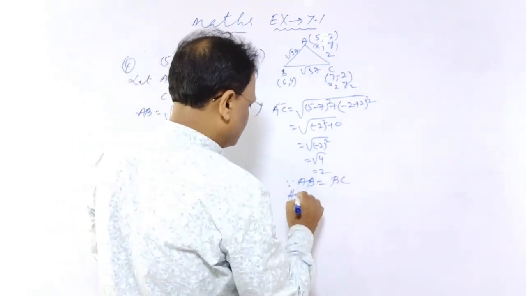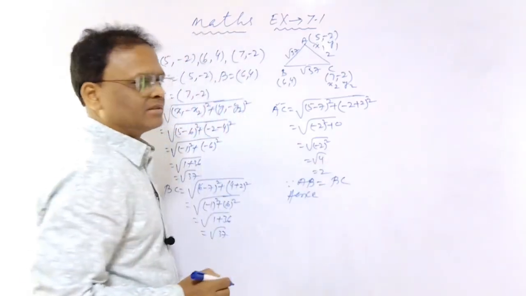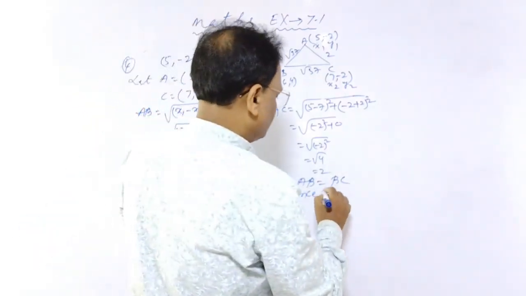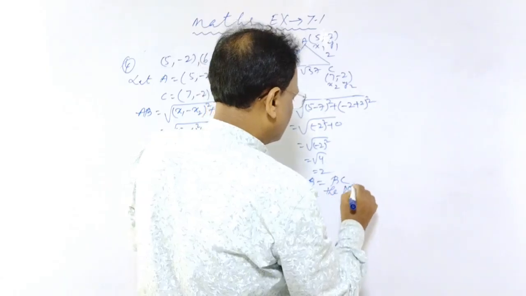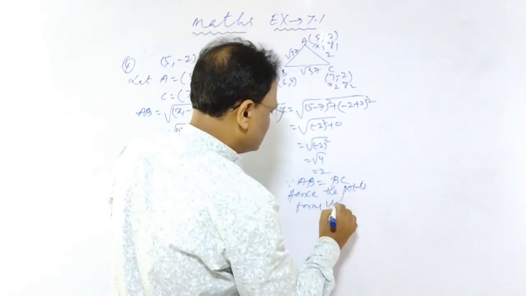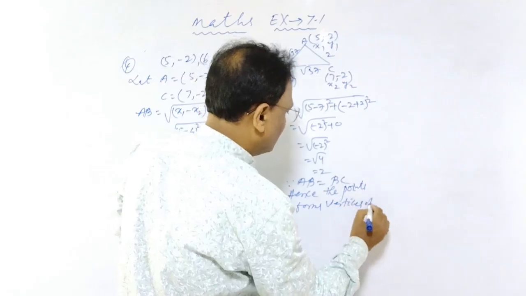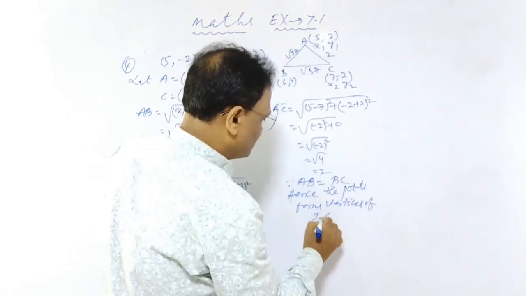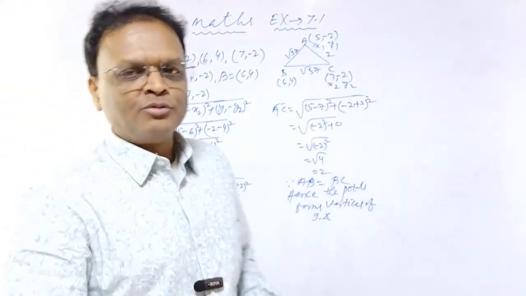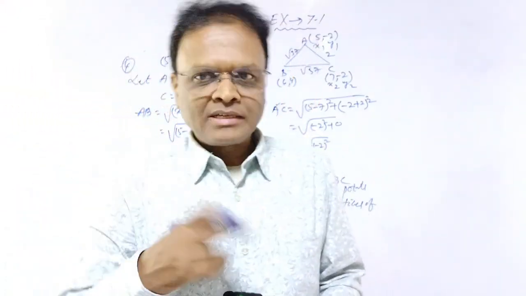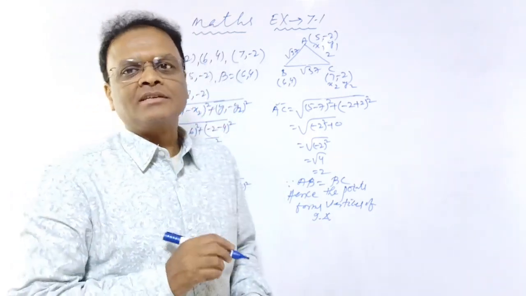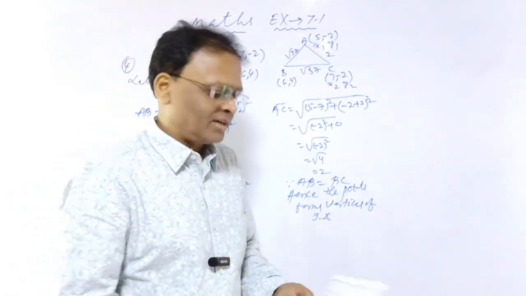hence these points form the vertices of an isosceles triangle. Very simple, just put the formula, get an answer, use the distance formula, find all the three sides. Out of three sides, definitely two sides will be equal, and hence this is nothing but an isosceles triangle.